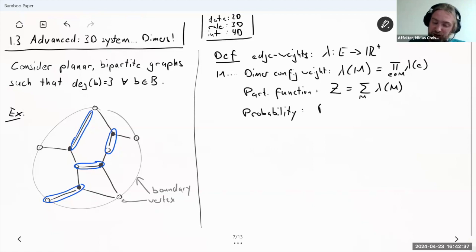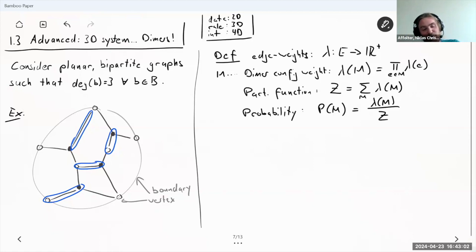Which means I want to have a probability for a matching. If I'm sampling matchings, it's just going to be the weight of that matching divided by the partition function. That way, we have a probability measure that's positive and sums to 1, and it's actually a probability measure. Right. So now, what about this problem on the left?